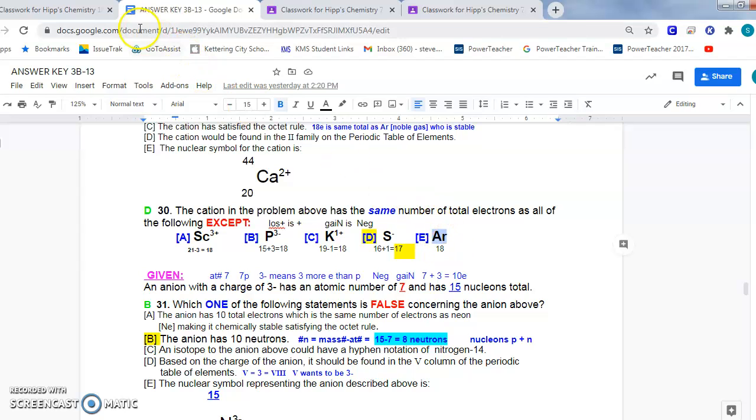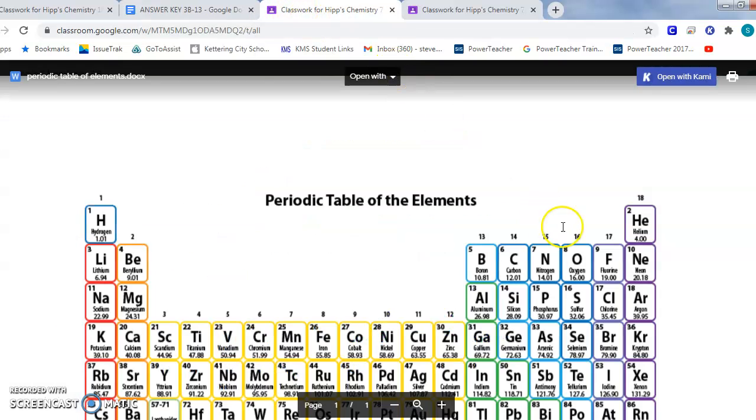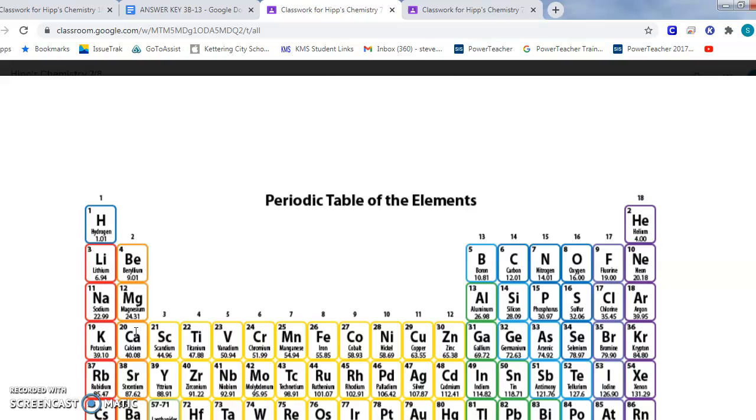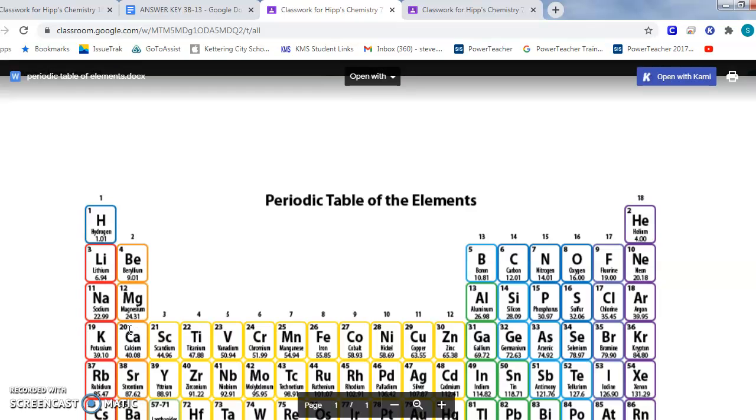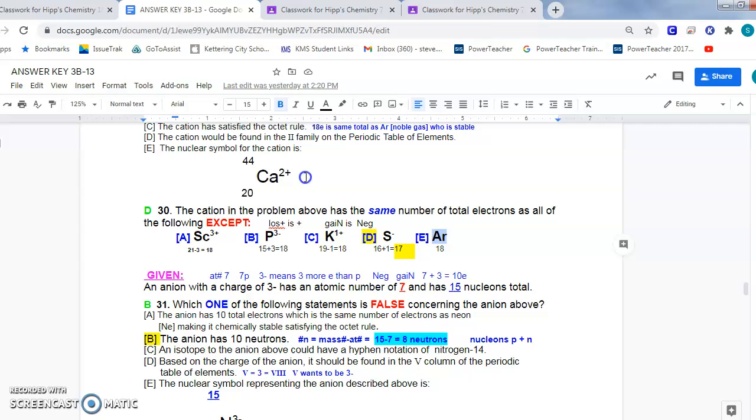Argon already has 18. Look at this. Argon, if you look on the periodic table, there's its 18. Again, just like calcium 2 plus would have 18. As we mentioned, for calcium to be 2 plus, that means there's 2 more protons than electrons. It has 20 protons. If there's 2 more protons than electrons, there would only be 18 electrons. So we already established that calcium had 18.